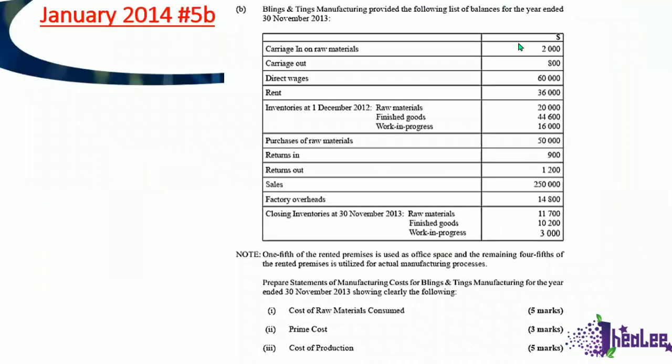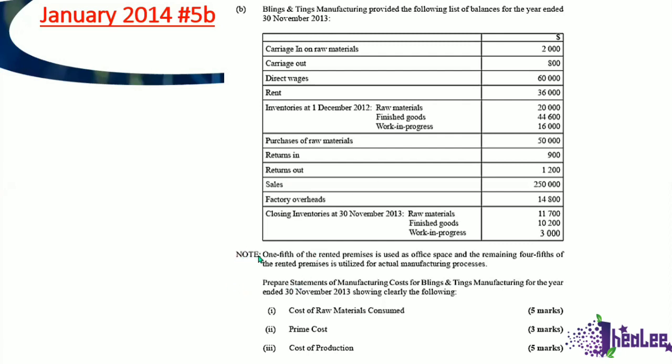Okay, now we're going to get into looking at an example of the manufacturing account. So I'll be using January 2014, number 5B as our example. And the question reads, Blings and Things Manufacturing provided the following list of balances for the year ended November 30th, 2013.